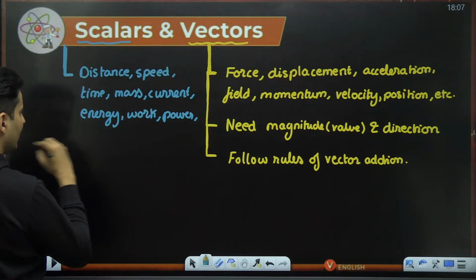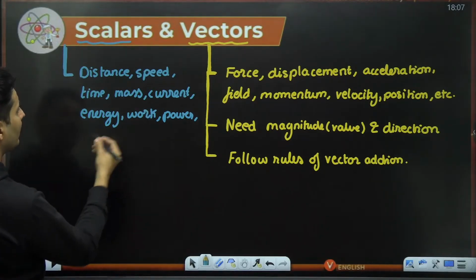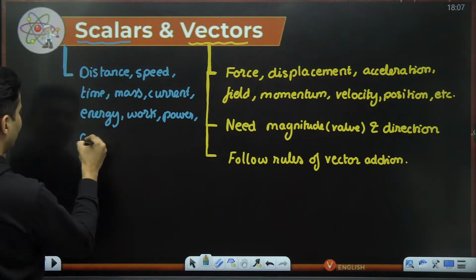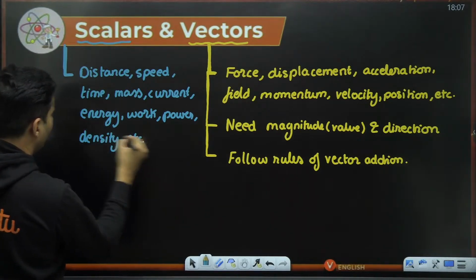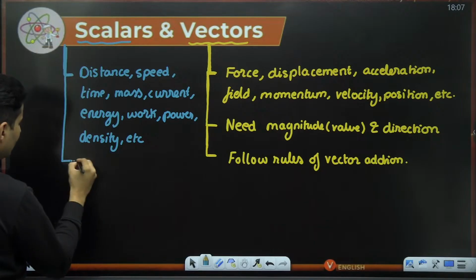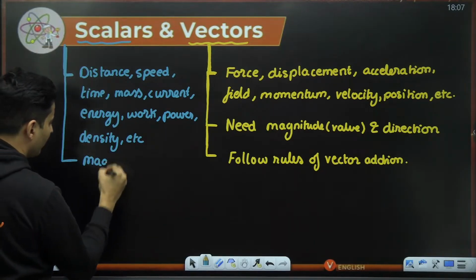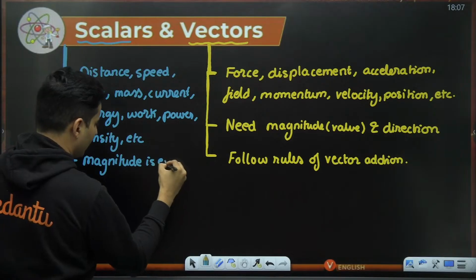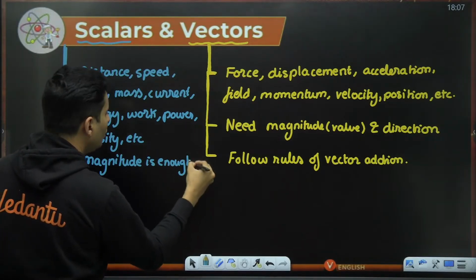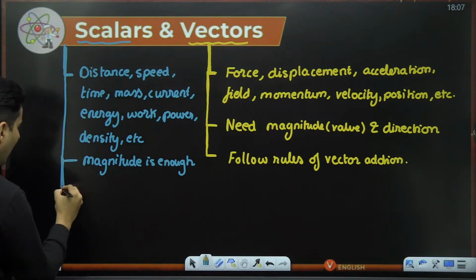Or let's say even you will see quantities like, okay, we have done so many things like even density, right? All these things are scalar quantities. They just need their magnitude. Magnitude is enough to describe them. You don't need direction even if it has any.